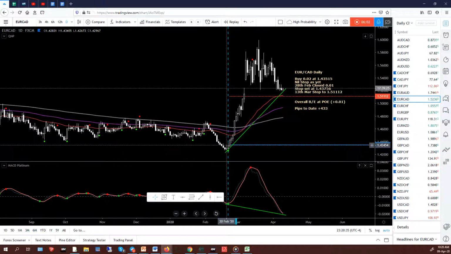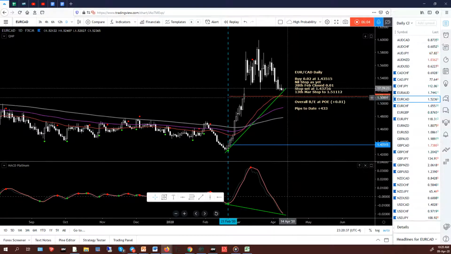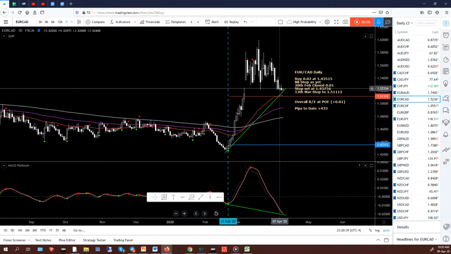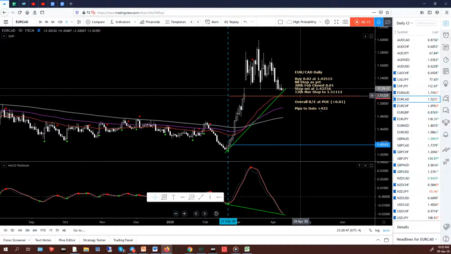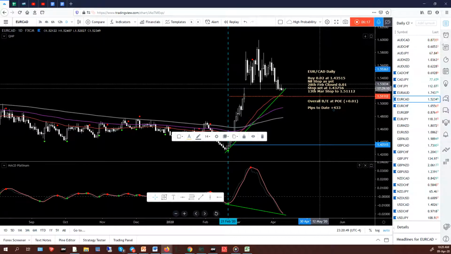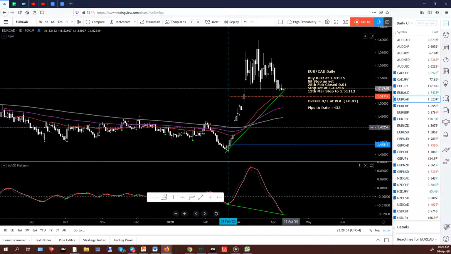Euro CAD in a buy from back here. As I said, buys are the blue lines, and the green trend lines are obviously for bullish divergence. So possibly setting up for a hidden bullish divergence here. So I've got my stop here on this buy. You can read my notes. I've closed part of it, so locking in some good profit there.